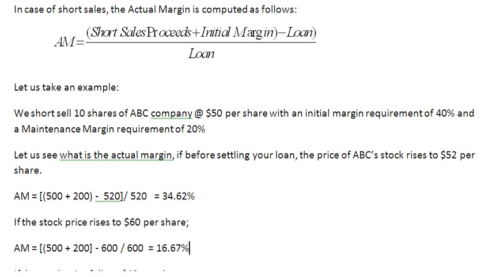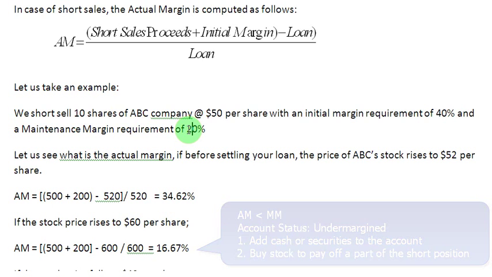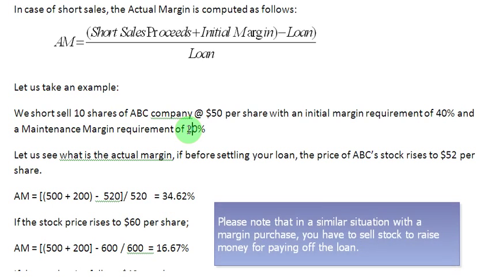16.67%. What you are going to observe is that this time the actual margin of 16.67% has fallen below even the maintenance margin requirement. Therefore the account status is under margined, and we are going to receive a margin call. When you receive that margin call, you have a choice. Number one, you can add cash or securities to your account, or you can buy back the stock to pay off a part of your short position. Buying back the stock, please remember, is also known as covering your position.